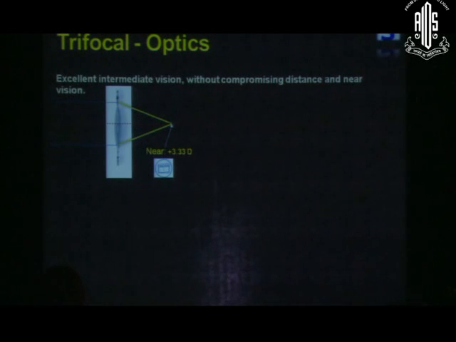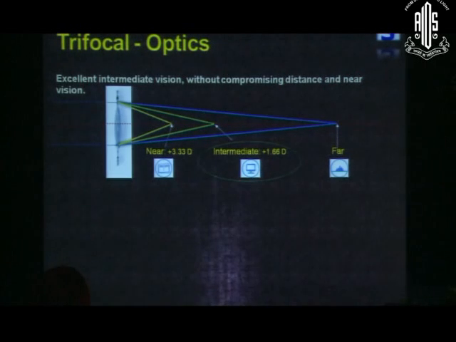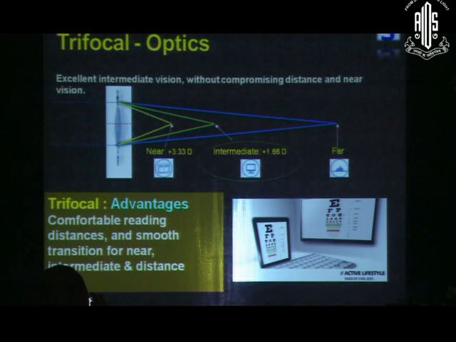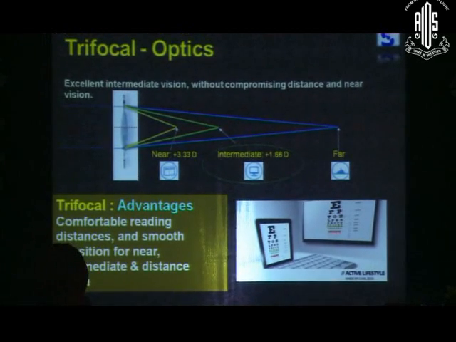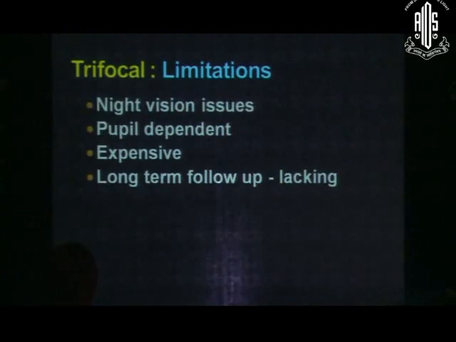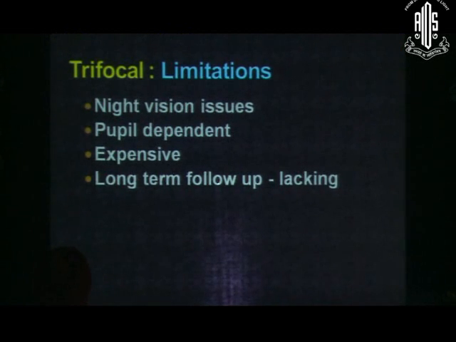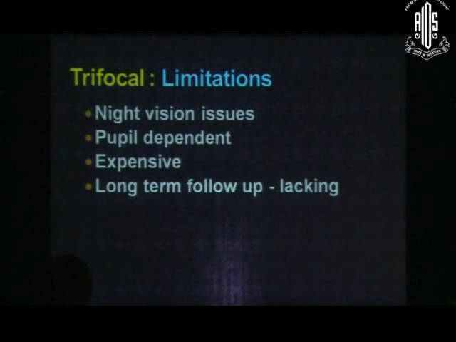You can see the addition is 3.33 and it is focused for near. Then there is one for the far and there is intermediate where the power is 1.66. The trifocal has a very good advantage in comfortable reading distances and smooth transition for near, intermediate and distant vision. However, there are limitations. Night vision issues are still to be handled, it is pupil dependent, very, very expensive, and long-term follow-up is lacking.